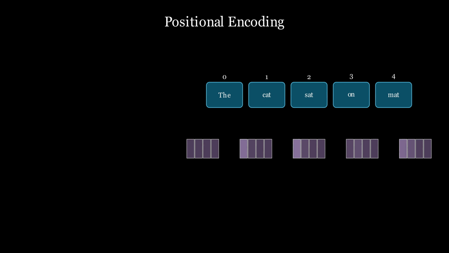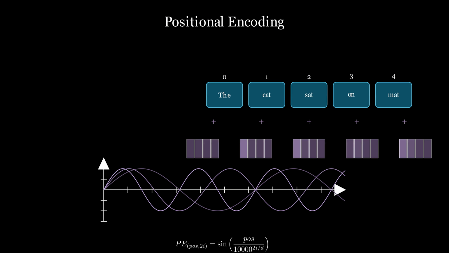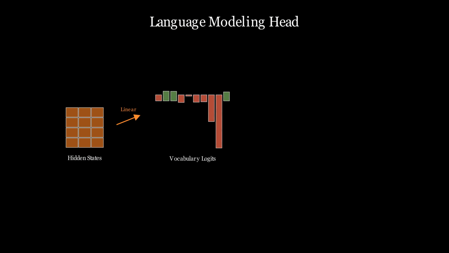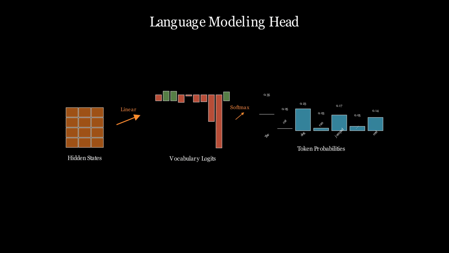These blocks process the input sequence in depth, learning contextual relationships between tokens, and it adds positional information to the token vector. Now, language modeling head, a linear layer that maps hidden states back to the vocabulary logits. This layer predicts the next token probabilities for each position.